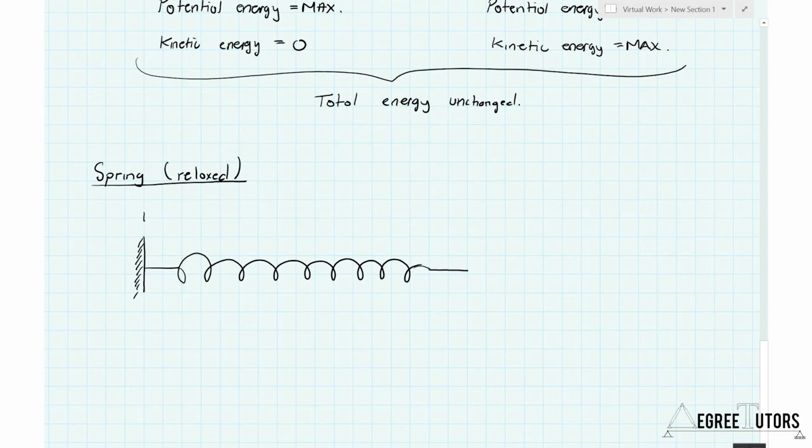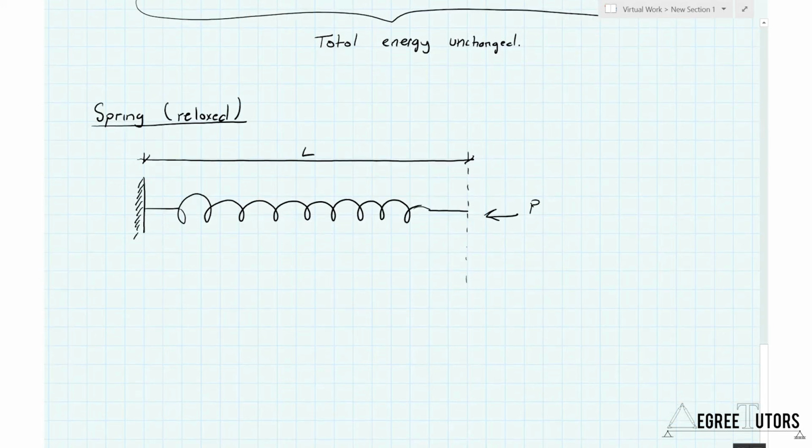So our spring has an original length of L. So that's our original length. And surprise, surprise, we have a force that comes on and is applied to the spring, and we'll call that force P. So we all know what happens when we apply a force like that to a spring. The spring is going to compress and get shorter.